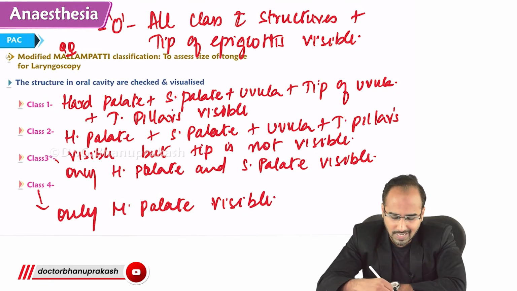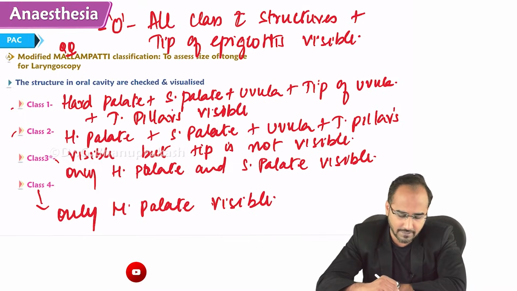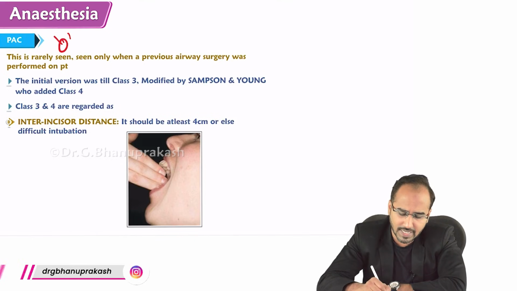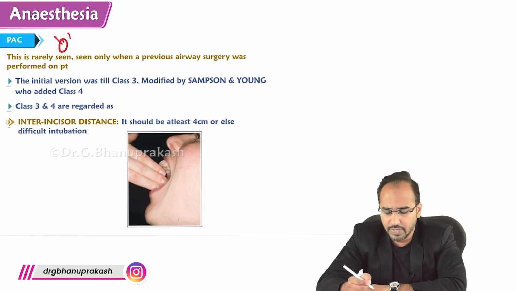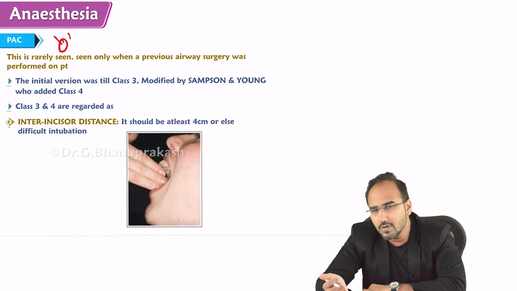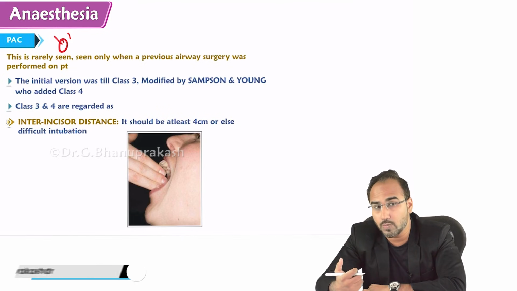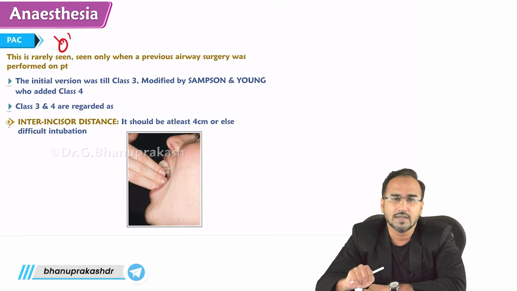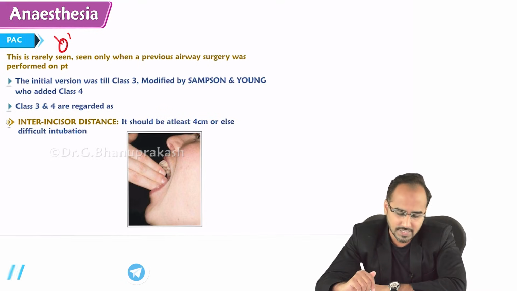Remember, class 0, class 1 and 2 are easy airway. Class 3 and class 4 are difficult airway. Class 0 is rarely seen. Only when a patient has had previous airway surgeries will you see class 0. But apart from that, in some patients also you will see class 0. My Mallampati classification is 0. When I look into the mirror, by opening my mouth, I can see hard palate, soft palate, uvula, tip of uvula, and I am also able to see tip of epiglottis. So my Mallampati class is 0.